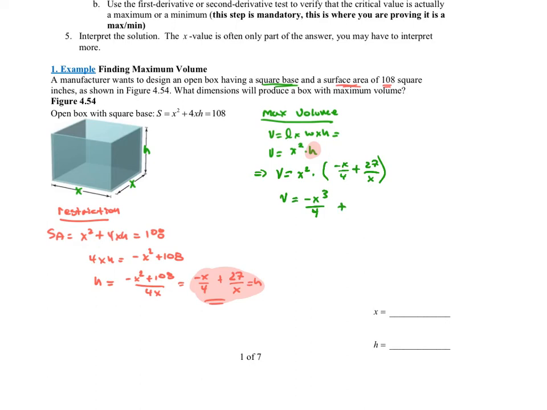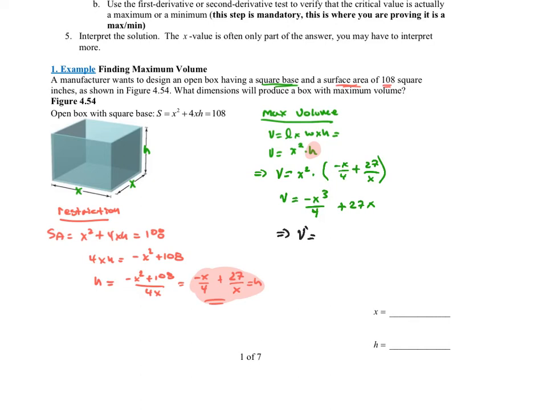Plus, 27x squared over x would be 27x. So there's my volume equation that I want to maximize. Now it's in terms of one variable, which means all I have to do now to maximize it is the first derivative or the second derivative test. So let's go ahead and find the derivative.